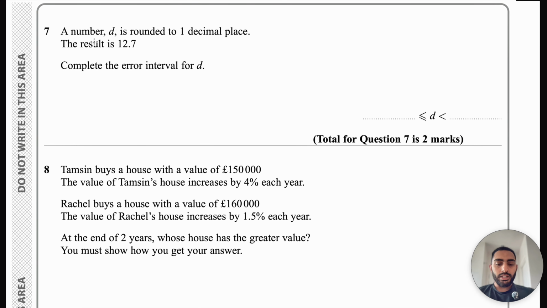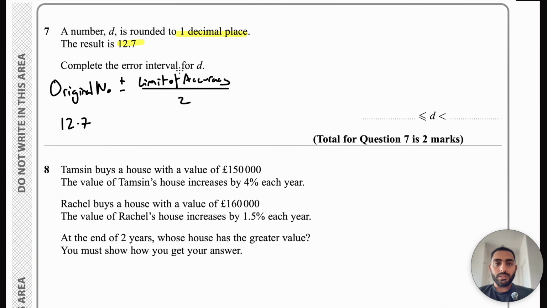Question 7. A number D is rounded to 1 decimal place. The result is 12.7. Complete the error interval for D. How do we write error intervals? We take the original number and we plus and minus the limit of accuracy divided by 2. Here the original number is 12.7.